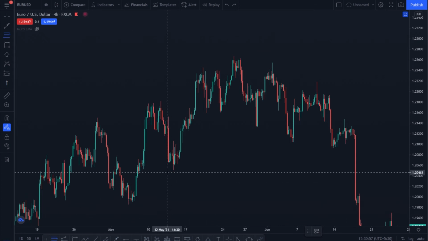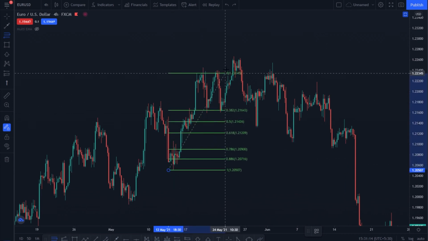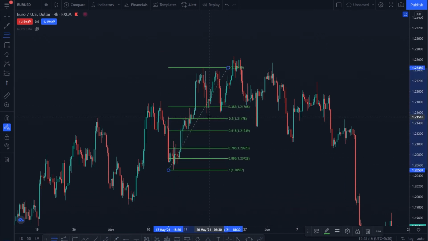So take out your Fibonacci tool and draw from swing low. Since the impulse move is up, we'll draw from swing low to swing high. And you can see that the market has tested 382 multiple number of times.